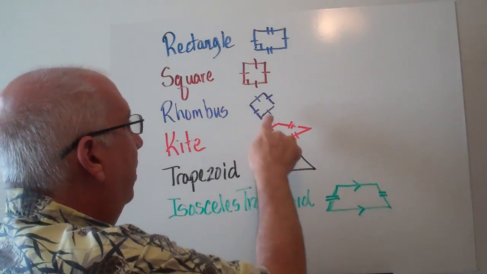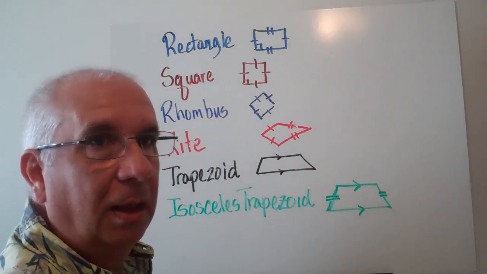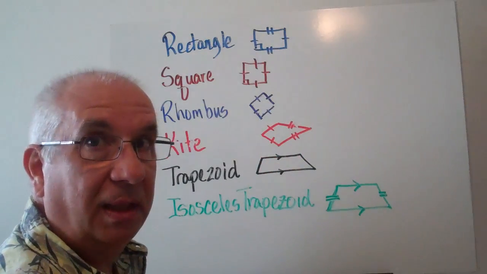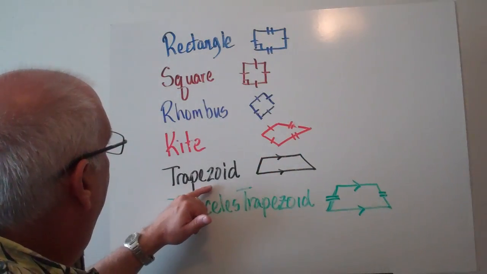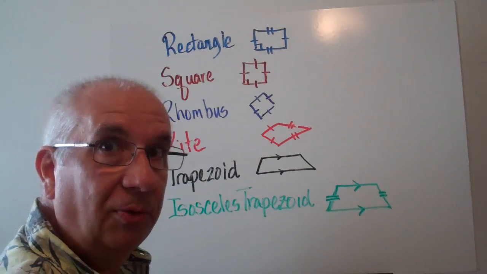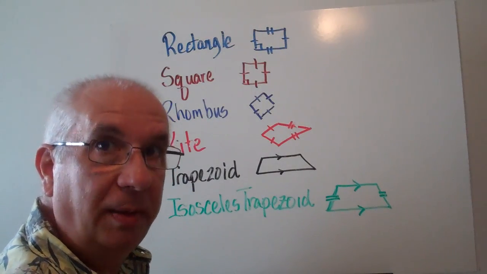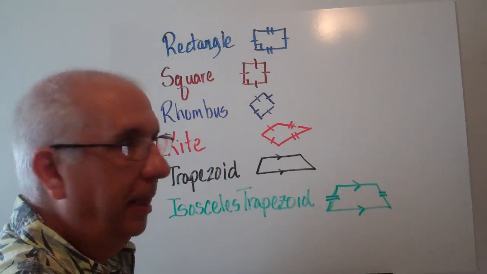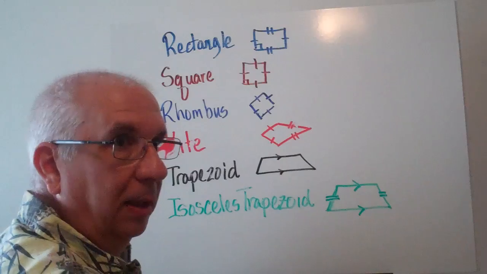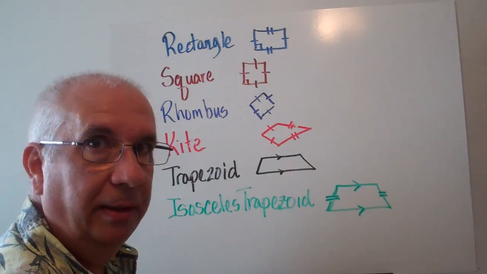In a kite, if you connect the diagonals, then they will form perpendiculars. A trapezoid is a quadrilateral in which there is exactly one pair of parallel sides. So if these two sides are parallel and these two are not parallel, that is a trapezoid.